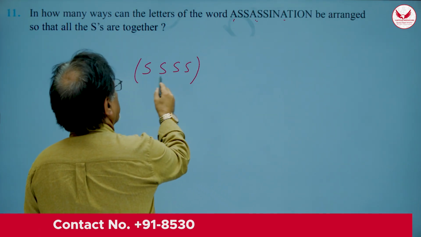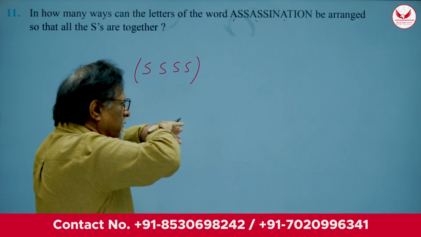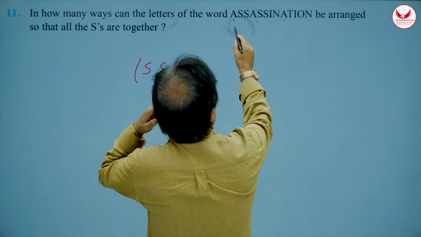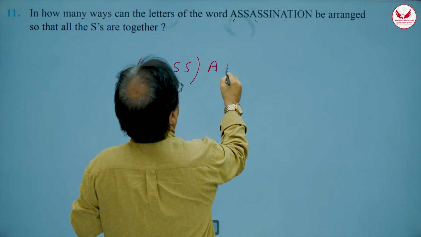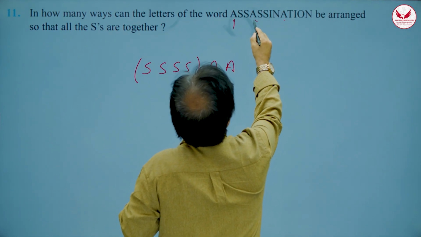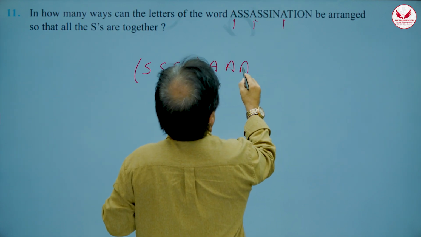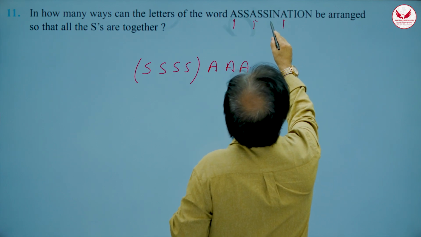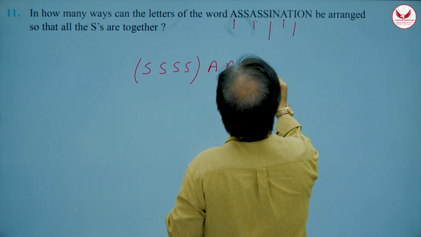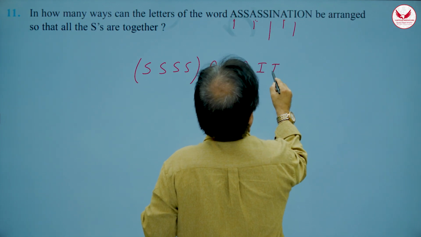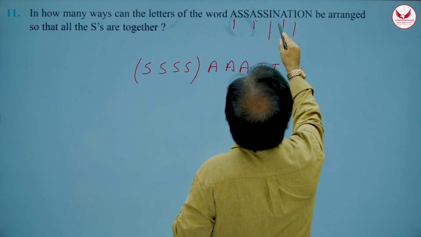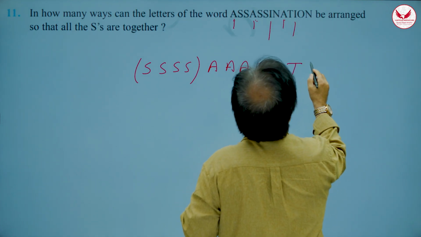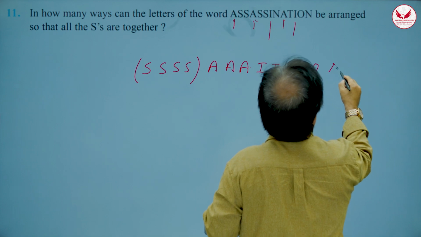Now, this will be a combination, and this combination will never part with each other. Therefore, it will act like one object. Then we have A's: 1A, 2A, 3A, so there are 3 A's. We already accounted for S. Then we come to I, which comes twice. Then we have T once, and then O, and then N.